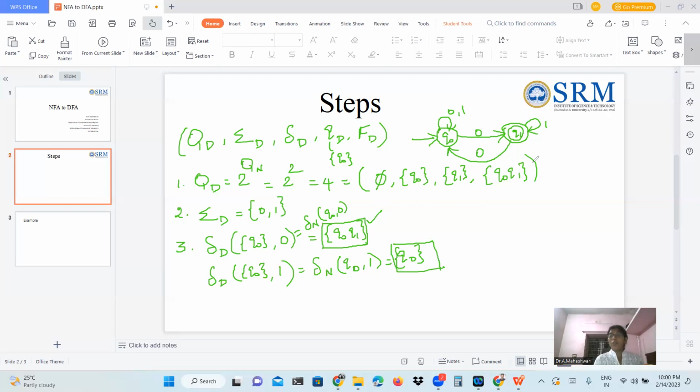Okay, it's very simple. Don't calculate your transition rule for all the states. The only thing is you have to start with your initial state and apply the input symbols. What are all the input symbols you are having? Suppose you are having three input symbols, then you apply the three input symbols. So what is its state? You got it from this only. Don't take a state from here, set of states.